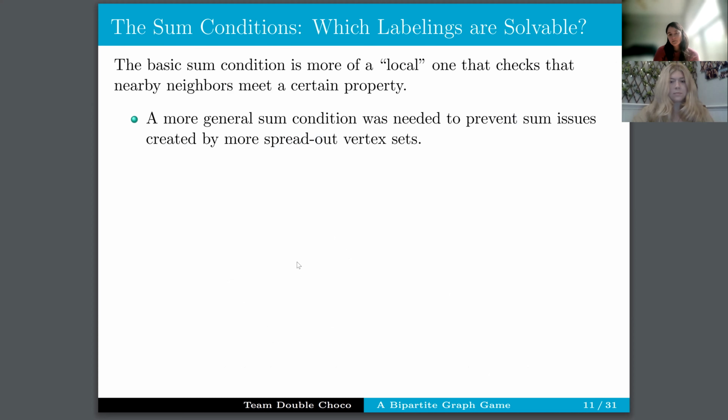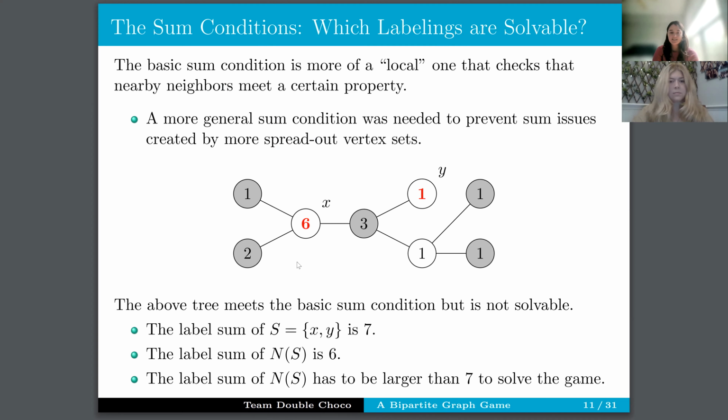So the basic sum condition is more of a local one that checks that nearby neighbors meet a certain property. And we found that a more general sum condition was needed to prevent some issues created by more spread out vertex sets. So here's an example. This tree does meet the basic sum condition, but it's not solvable.